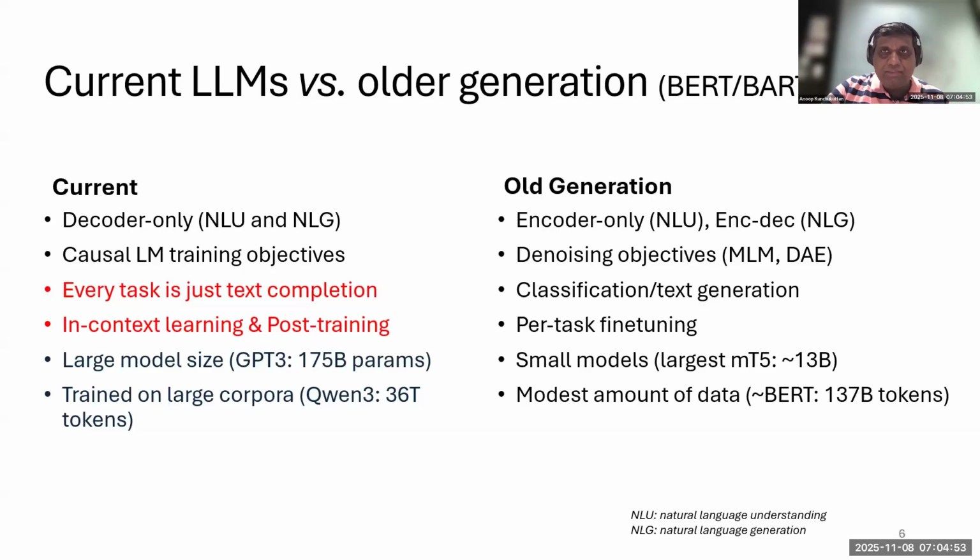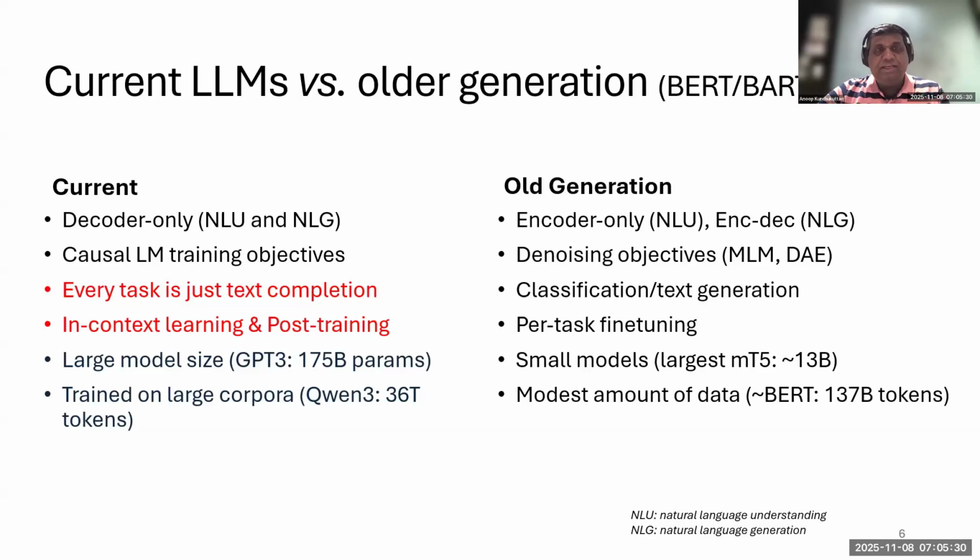We today use causal LM or next word prediction as the central objective, whereas we had denoising objectives like masked language modeling or denoising autoencoder earlier. And what this leads to is that in current LLMs, every task is essentially just text completion. So you have a prompt, and then you ask the model to complete it. And every task can be framed that way. Whereas earlier you would have a classification head if you want to do classification, or you might pose the problem as a sequence labeling problem or text generation problem.